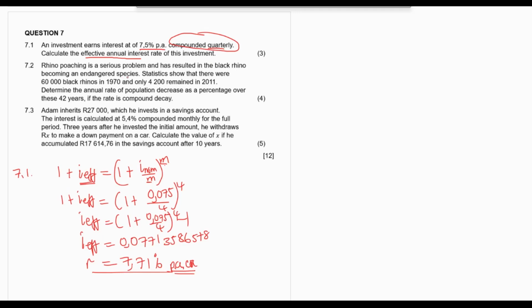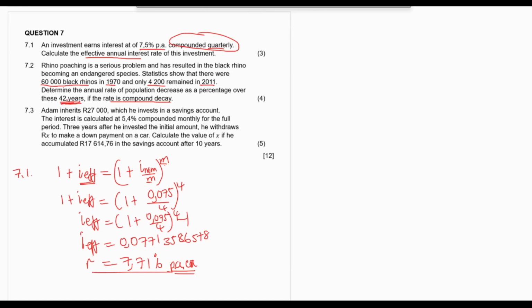Then 7.2. Rhino poaching is a serious problem and has resulted in the black rhino becoming an endangered species. Statistics show that there were 60,000 black rhinos in 1970 and only 4,200 remained in 2011. Determine the annual rate of population decrease as a percentage over these 42 years if the rate is compound decay. Alright, our n here is going to be 42.